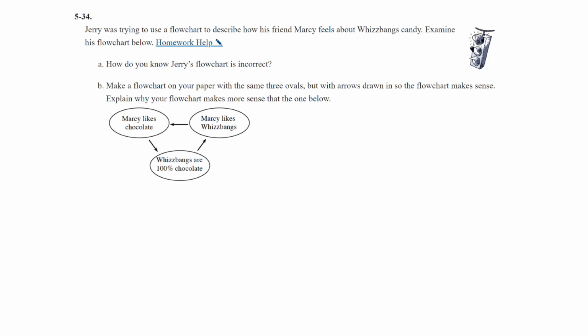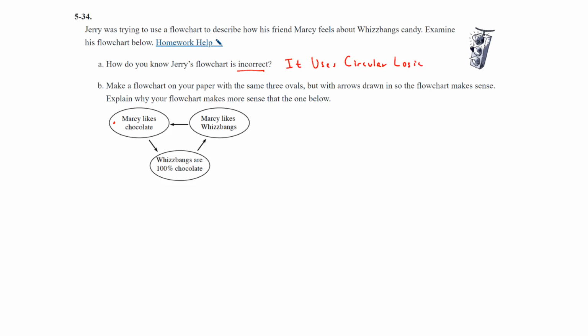Question 34. Jerry was trying to use a flowchart to describe how his friend Marcy feels about Whiz Bang's candy. Examine his flowchart below. How do you know Jerry's flowchart is incorrect? Well, let's look at the flowchart. I don't really know which one to start with because it just goes around in a circle. If I start with this one, it says Marcy likes chocolate. Then that goes to Whiz Bangs are 100% chocolate. And then that one goes to Marcy likes Whiz Bangs. Back to Marcy likes chocolate. And it just kind of keeps going around. So we know it's incorrect because it's circular logic or a circular motion. It just keeps repeating itself.